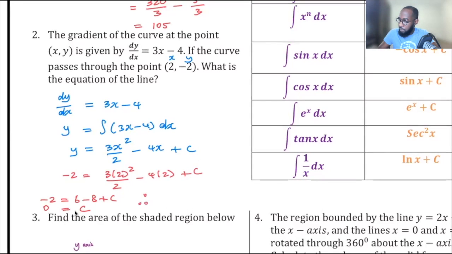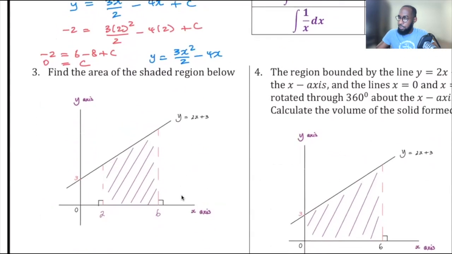Therefore, y, let me write it in blue, y is equal to 3x squared divided by 2 minus 4x plus 0. We're going to write it plus 0 because c is equal to 0. So that's the answer for number 2. Let's move along to number 3.